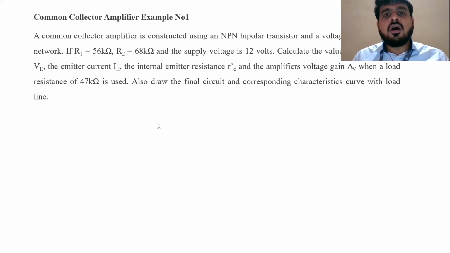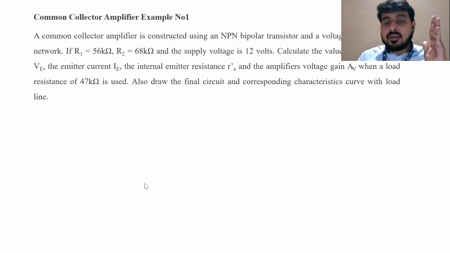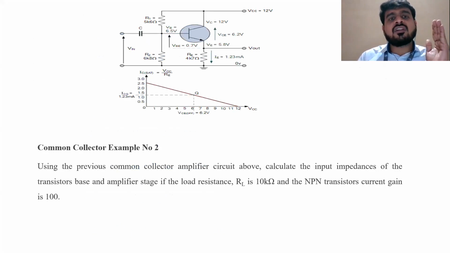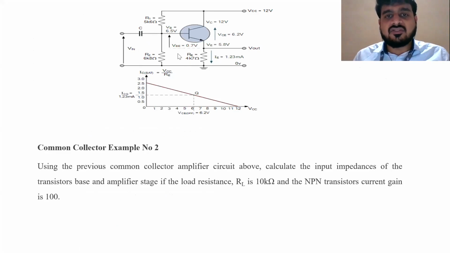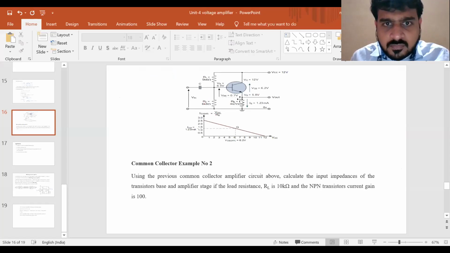We know that the circuit, like the voltage divider portion at the base terminal, will remain the same. Only the values are changing in that particular circuit, because now we have the values of R1, R2 and RE as well. So it is nothing but 56 kilo ohm, 68 kilo ohm, and 47 kilo ohm.